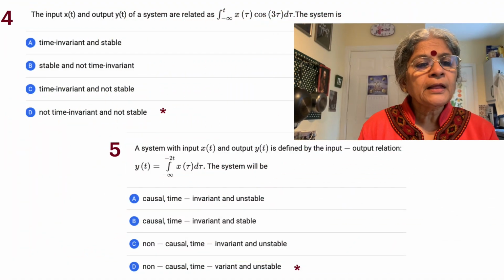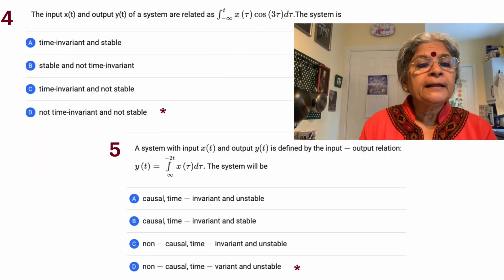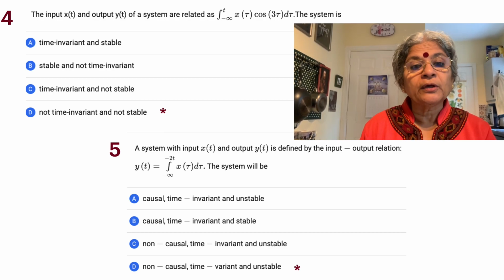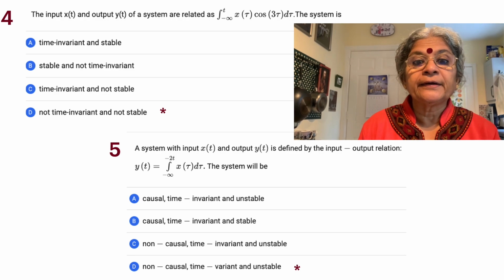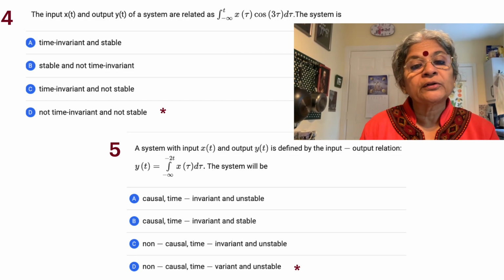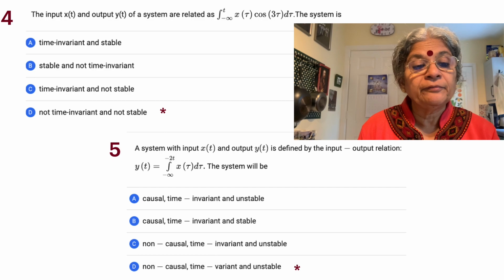Let's move to the fourth problem. The input x(t) and output y(t) of a system are related as the integral from minus infinity to t of x(tau) cos 3 tau d tau. So now we see the same problem that we had earlier, now it's being integrated. So automatically what comes through is that it is a non-time invariant system.